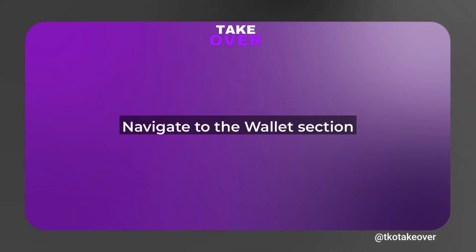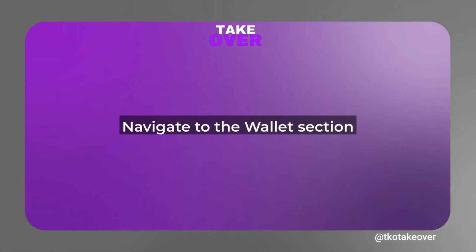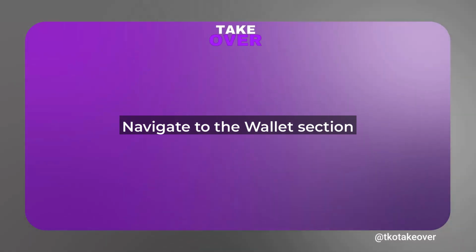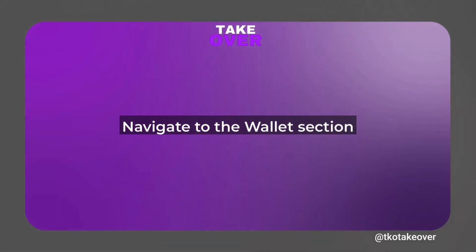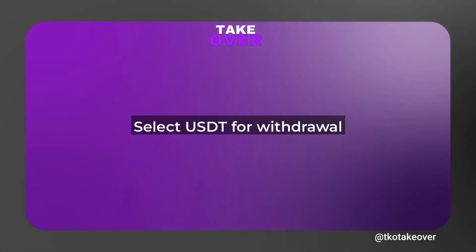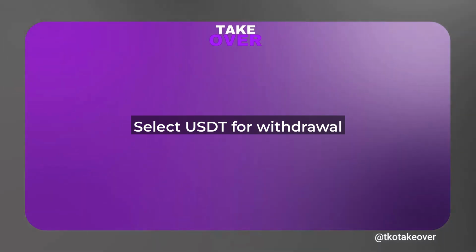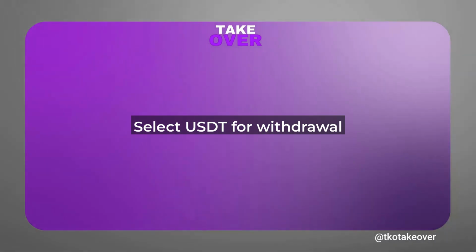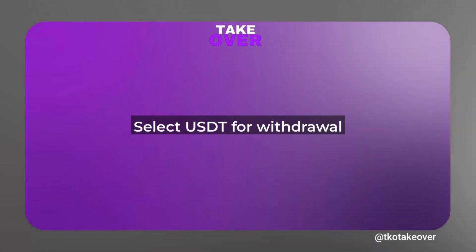First things first, you'll need a verified Bitget account and some USDT in your wallet. If you don't have an account yet, head over to the Bitget app or website and sign up. It's quick and straightforward. Once you're logged in, open your Bitget app or dashboard. Navigate to the Wallet or Assets section to check your USDT balance. Make sure you have enough to cover any withdrawal fees, which can vary based on network congestion in 2025.